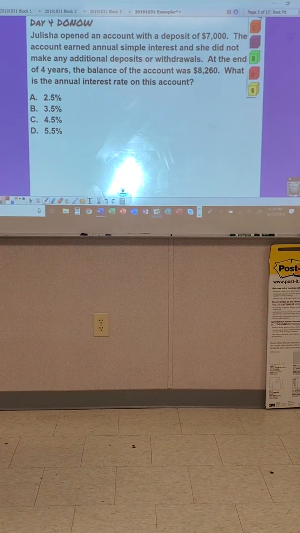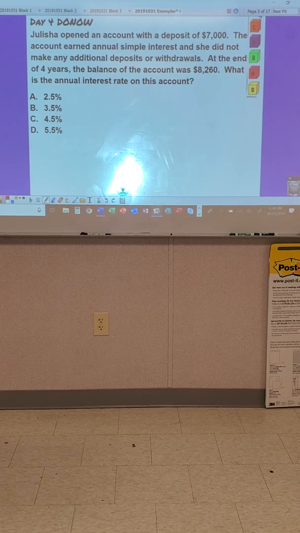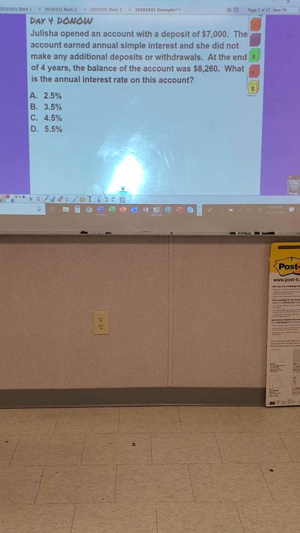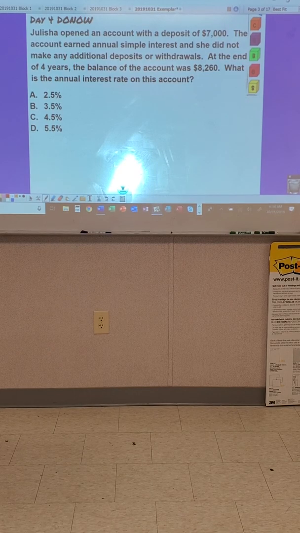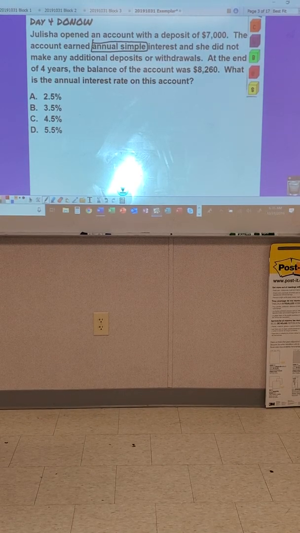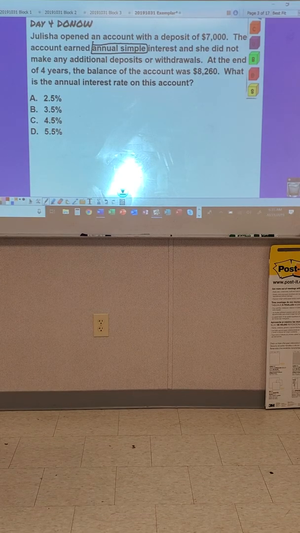So, Jaleisha opened an account with a deposit of $7,000. The account earned annual simple interest, so we want to box that out. She did not make any additional deposits or withdrawals. At the end of 4 years, the balance of the account was $8,260. Here's our question: What is the annual interest rate of this account?